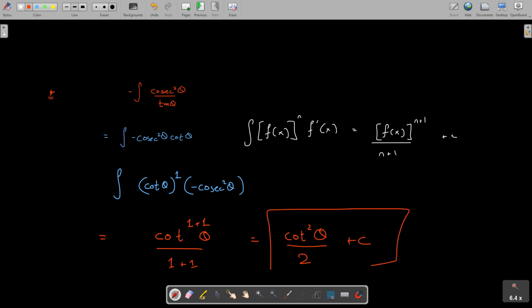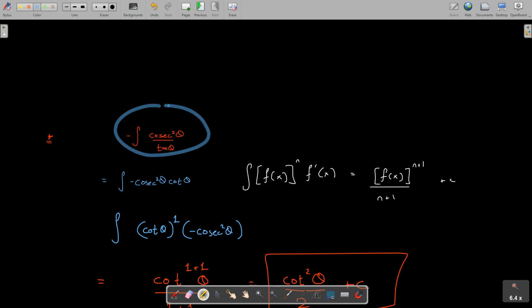And that's how you solve this integral really simply compared to the method that you would have been doing if you had substituted the thing I told you initially, which was something like 1 over sine squared theta multiplied by cos theta over sine theta. That would make it a lot more complicated.